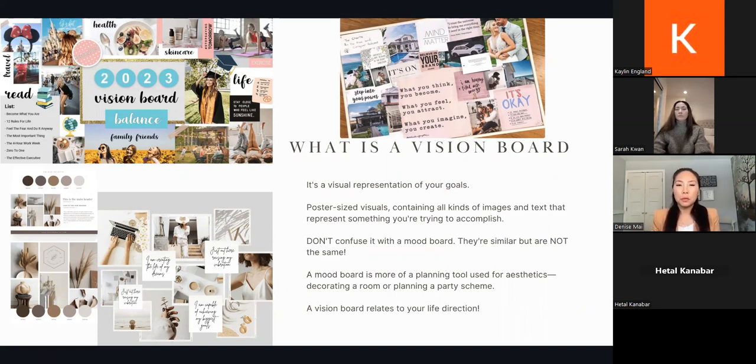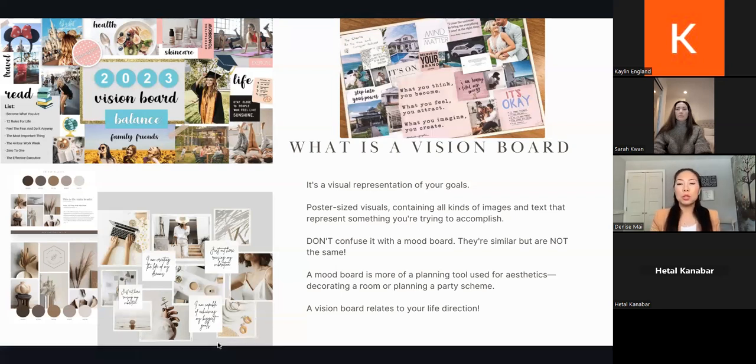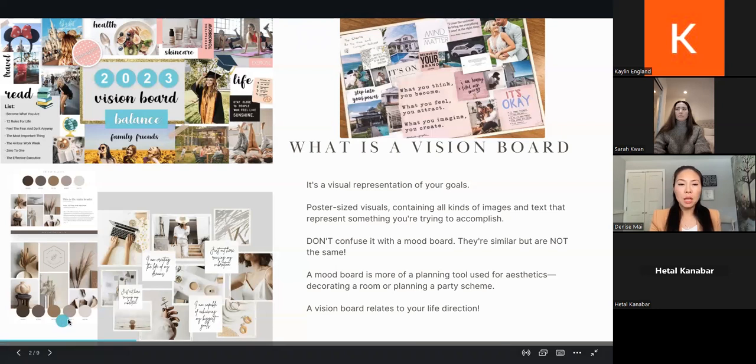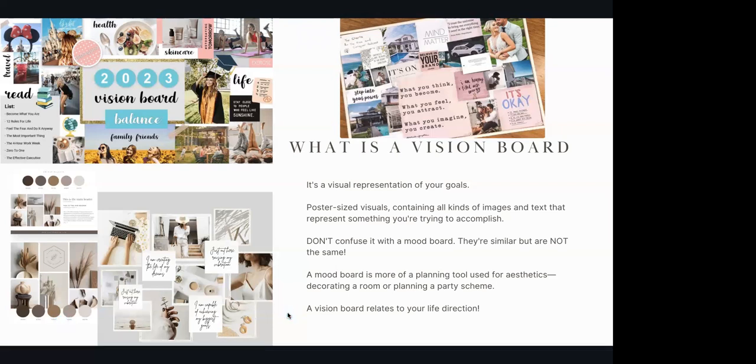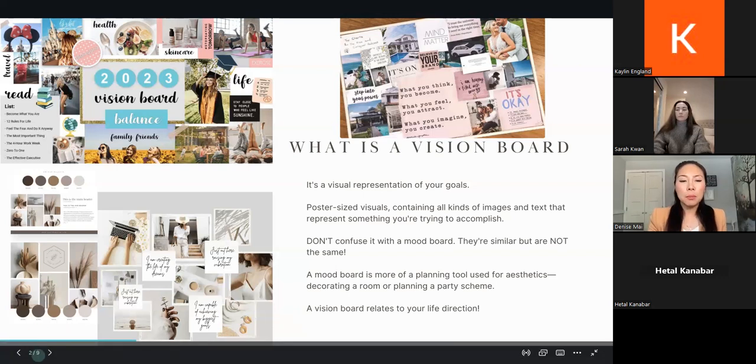But remember, don't confuse this with a mood board. They're very, very similar, but they're actually not the same at all. At the bottom two photos there, you'll notice those are mood boards. That's what you would use, for example, if you're planning a party or trying to decorate a room. And a vision board really relates to your life direction, right? As you can see from the first two, there are some photos in there, but I'm going to show you some more examples as we go along.